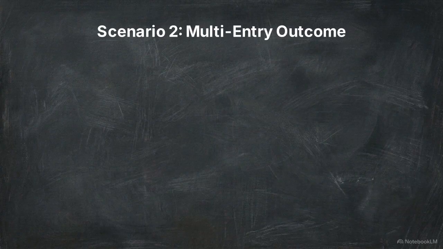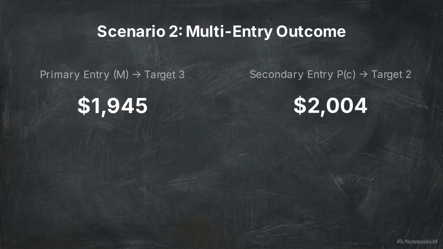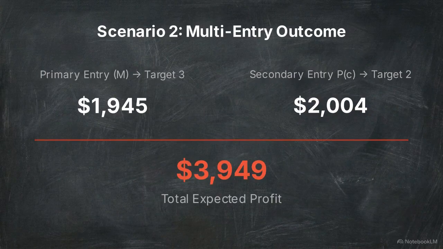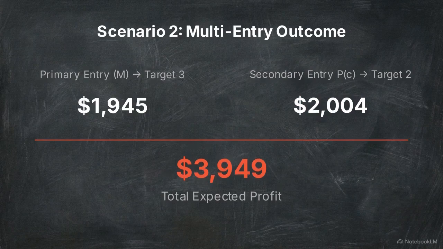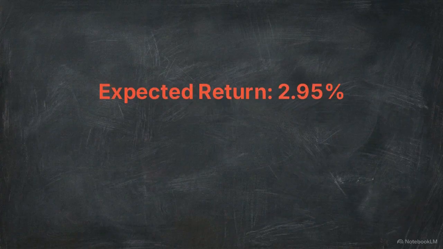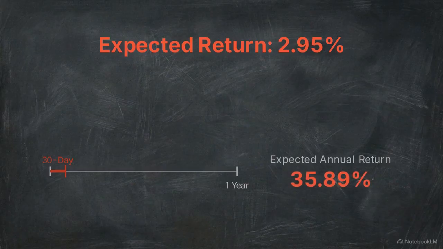Here, we calculate the profit of the primary entry exiting at Target 3, running concurrently with the secondary entry exiting at Target 2. The model aggregates the $1,945 from the first entry and the $2,004 from the second. This produces a total expected profit of $3,949 for Scenario 2. As recorded in the documentation, this combined outcome equates to an expected return of 2.95%. When normalized across the yearly timeline, the expected annual return for Scenario 2 calculates to 35.89%.